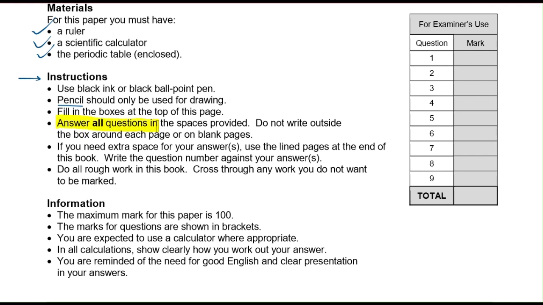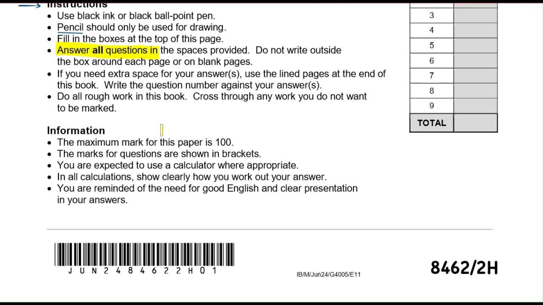Answer all the questions in the spaces provided. The marks for each question are shown in brackets. Look at it, highlight them. Make sure you read this carefully and tick each bit off when you've done it.